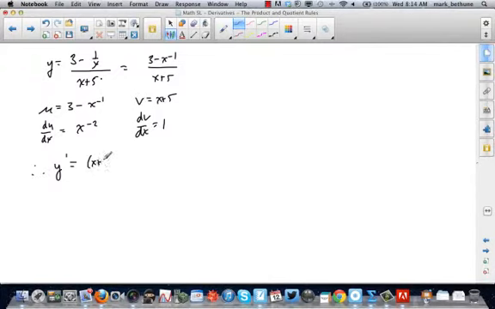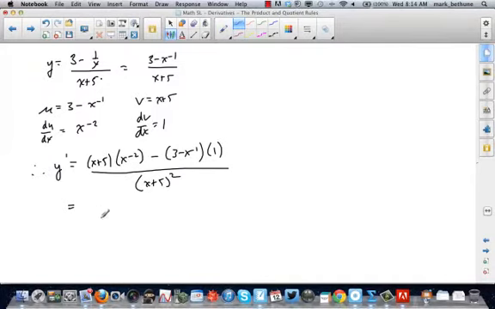x plus 5, so it's v times the derivative of u, x to the negative 2, minus u, which is 3 minus x to the negative 1, times the derivative of v, all divided by x plus 5 all squared. Okay, now we can simplify as much as we can.